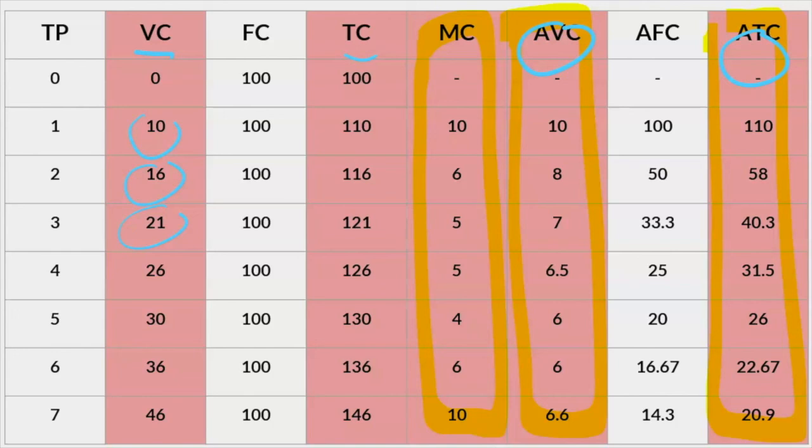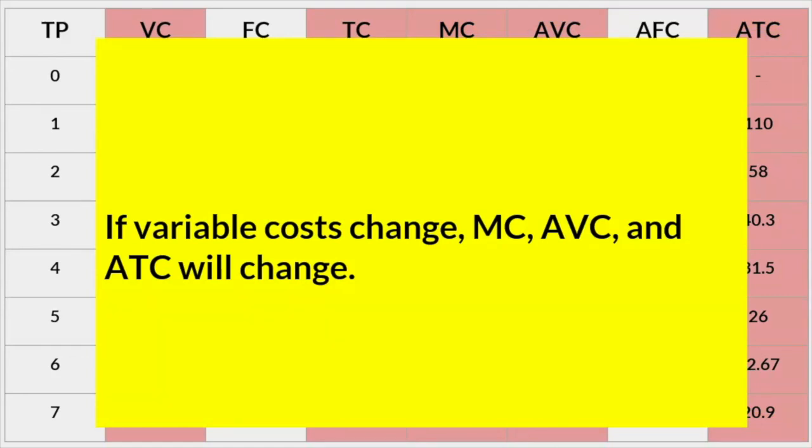our marginal cost here, which is very different from our fixed costs. Because when our fixed costs change, only our average fixed and average total cost change, which makes sense because our fixed cost is always going to change at the same amount, while our variable costs are going to change at different amounts here. And because of that, our marginal cost is going to shift or change when our variable cost increases or decreases. So at the end of the day, if total variable cost changes, our marginal cost, our average variable cost, and our average total cost are also going to change.